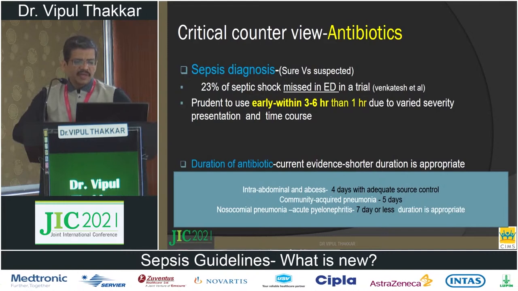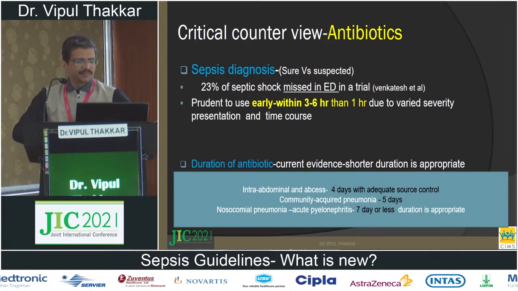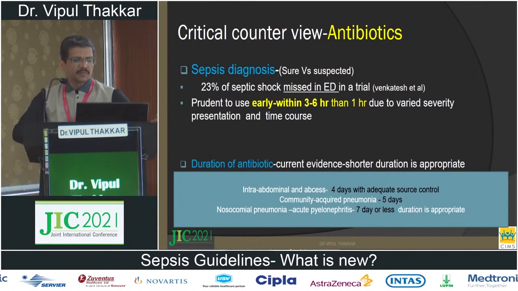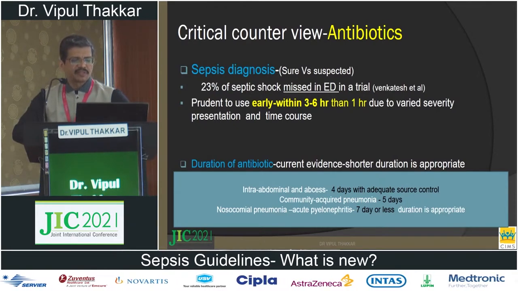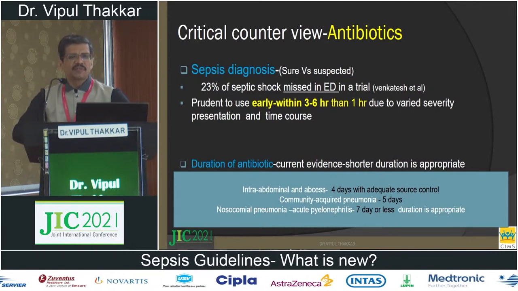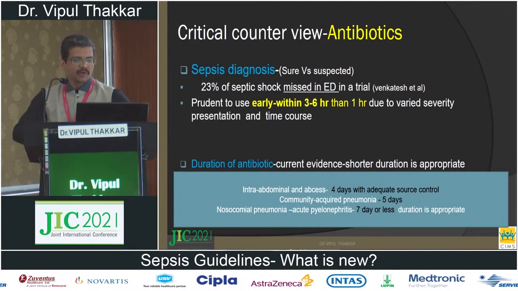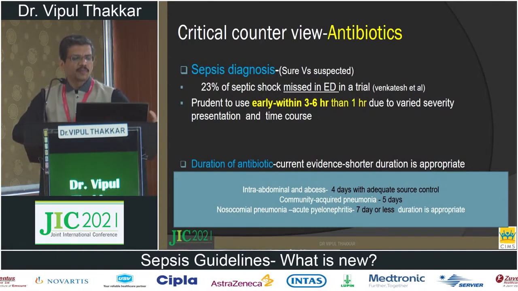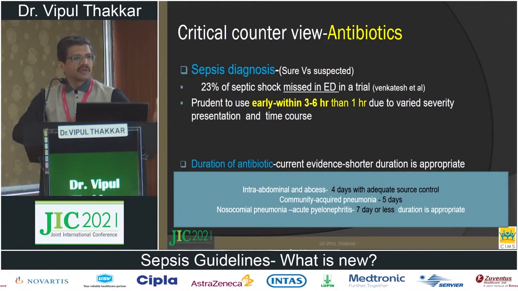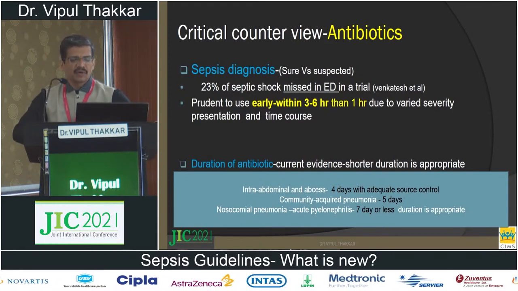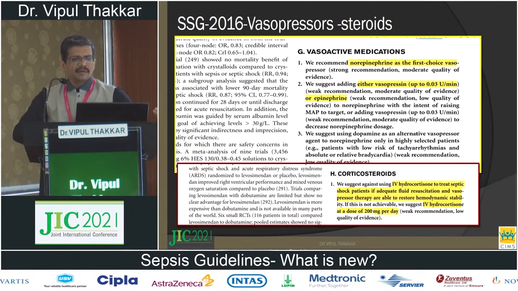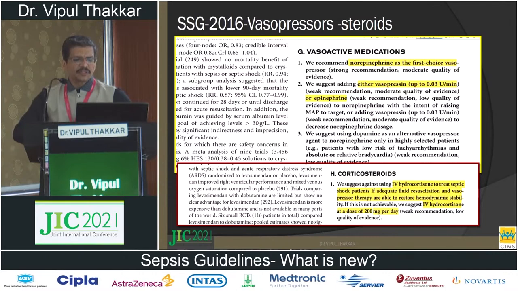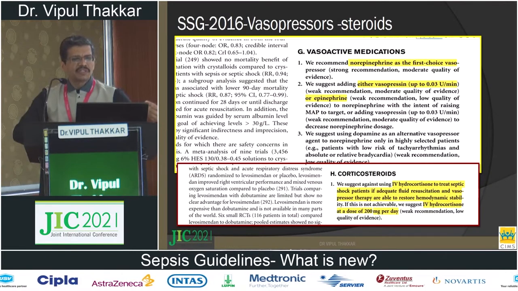Duration of antibiotic, they recommended shorter duration is appropriate. Intra-abdominal abscess, new evidence is supporting 4 days of antibiotic is adequate with adequate source control. Community-acquired pneumonia, 5 days of antibiotic is enough. Nosocomial pneumonia and acute pyelonephritis, both can be treated with 7 days of antibiotic or less. Right? What about vasopressor? Noradrenaline, vasopressin, epinephrine, that sequence is fine.